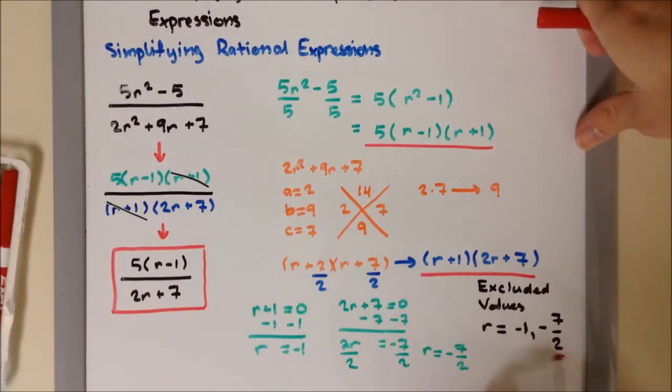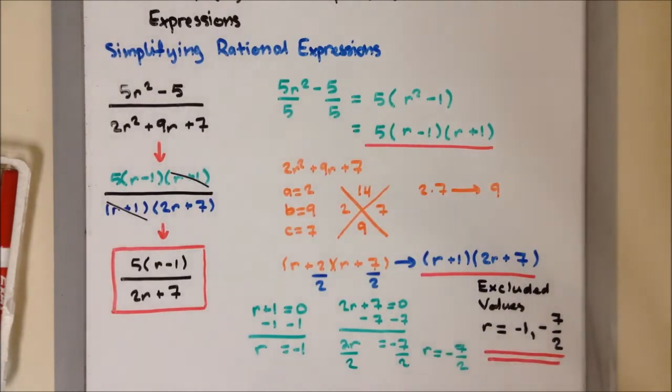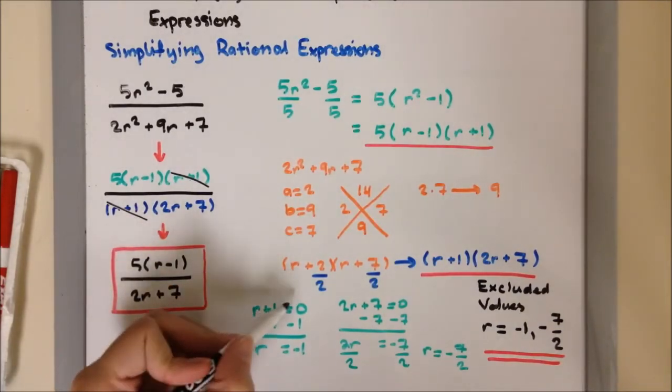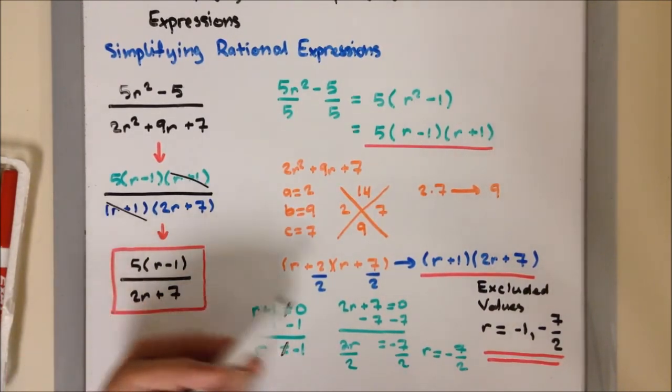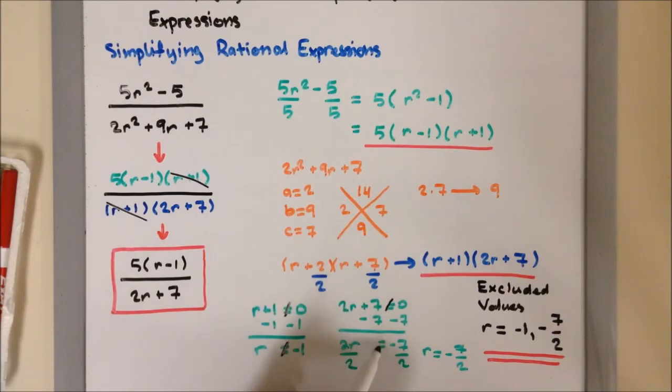That would be my answer for excluded values. Let me underline in red. Now, again, if you were asked to find what values the denominator cannot equal, you would just say r plus 1 not equal to 0, therefore r cannot equal negative 1. 2r plus 7 cannot equal 0, so therefore r cannot equal negative 7 over 2. Again, that's if the question was phrased, what values can the denominator not equal? So, that is the answer for excluded values for the second example.